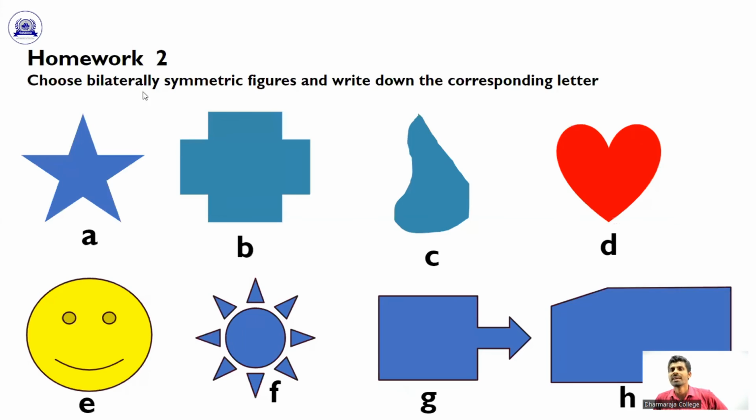Homework 2. Right, so you can see so many faces, no? Smiley faces are there, sun, heart. Choose a bilaterally symmetric plane figure, write down the corresponding letter. Again, you need to choose what are the bilateral symmetric plane figures. Easy. Just quickly try to do this one.